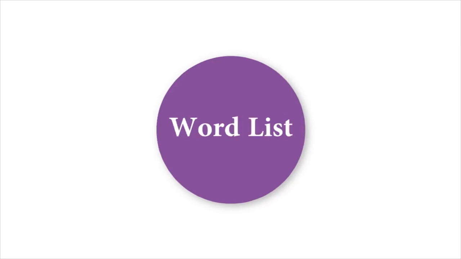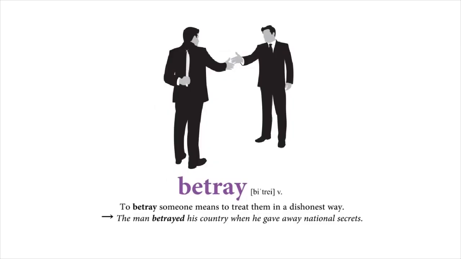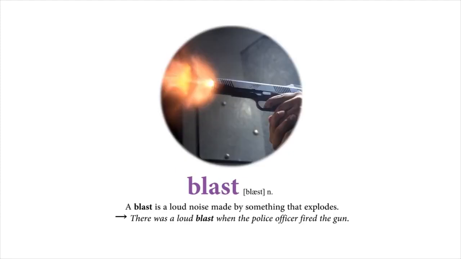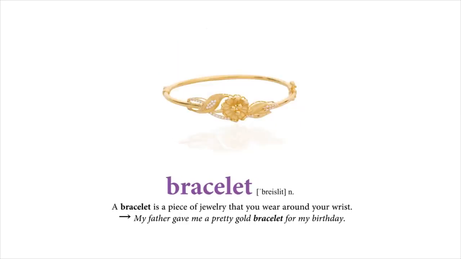Unit 20. Word list. Betray. To betray someone means to treat them in a dishonest way. The man betrayed his country when he gave away national secrets. Blast. A blast is a loud noise made by something that explodes. There was a loud blast when the police officer fired the gun. Bracelet. A bracelet is a piece of jewelry that you wear around your wrist. My father gave me a pretty gold bracelet for my birthday.